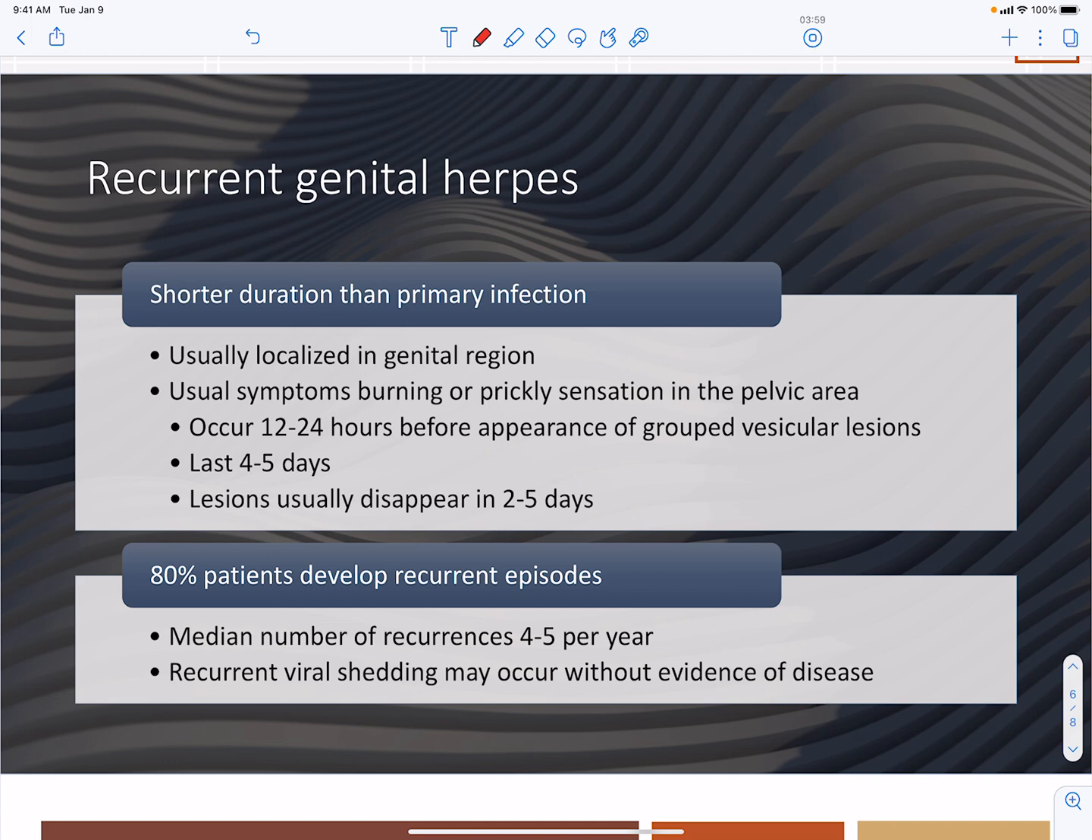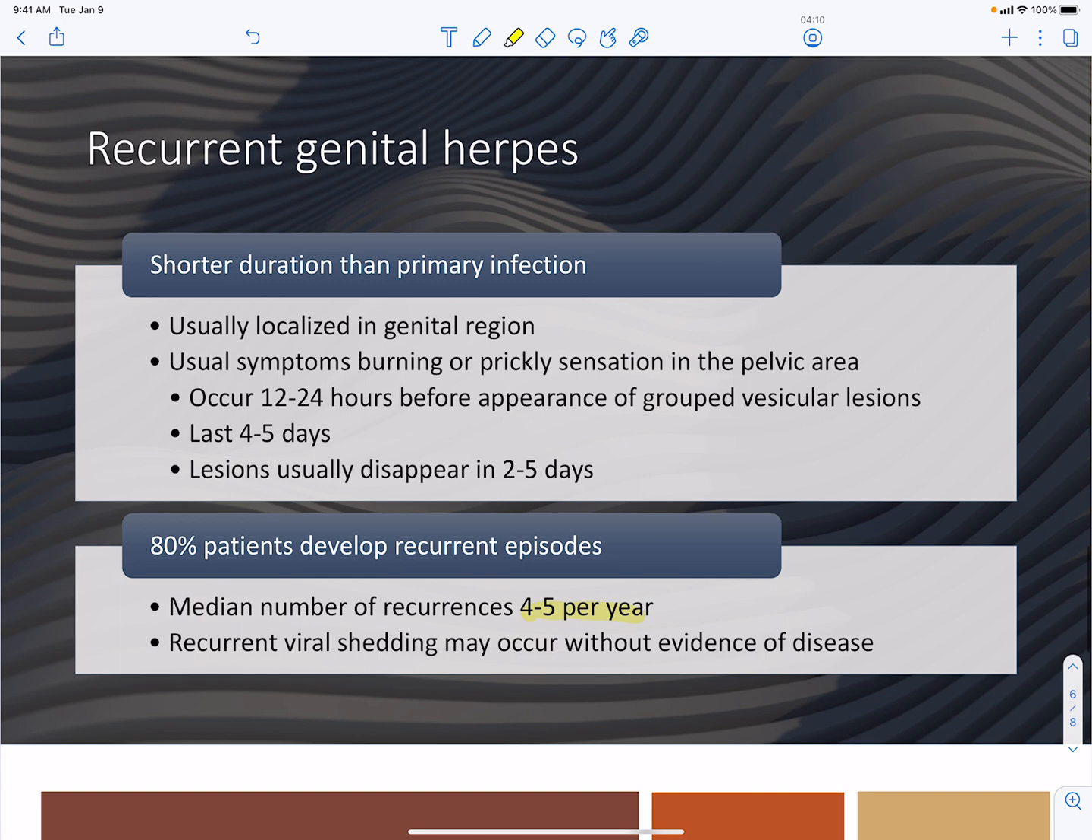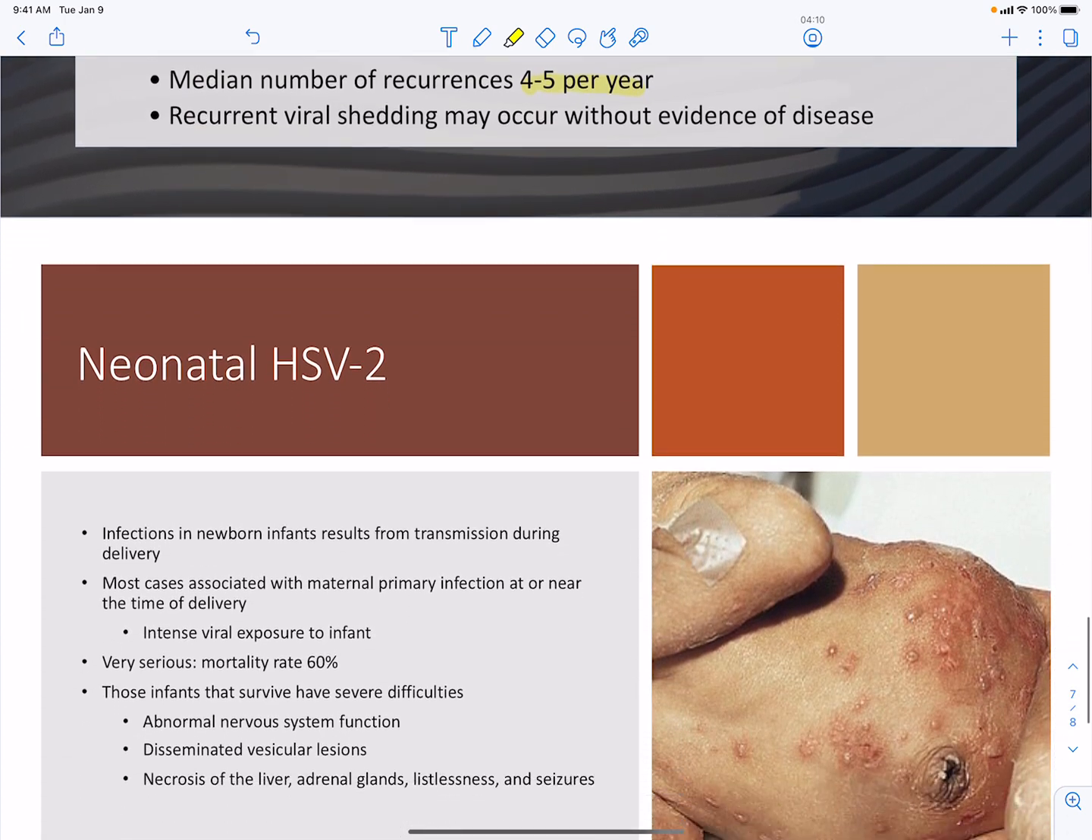80% of patients infected with HSV2 are going to have recurrent episodes, about 4 to 5 episodes per year. There also can be shedding without disease, of course.